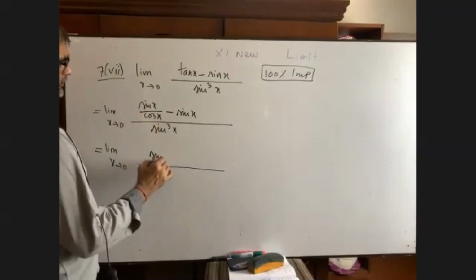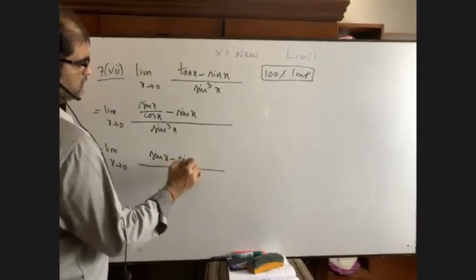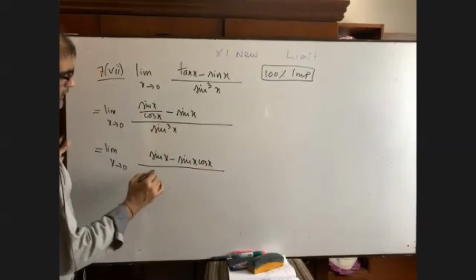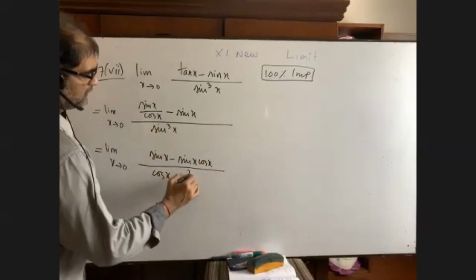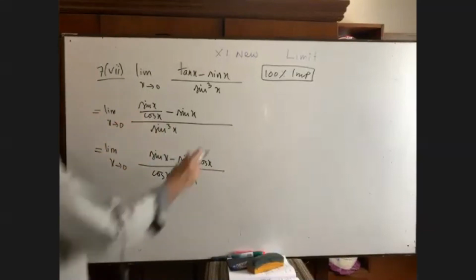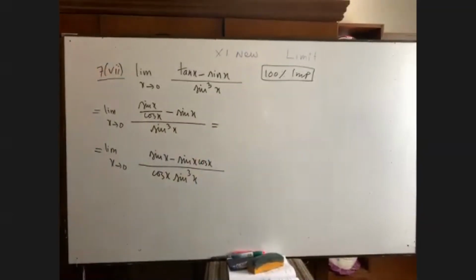Sin x minus sin x cos x, by cos x sin cube x. You will tell, sir, we have not got it, right? I have taken the LCM cos x, and that cos x has been taken to the denominator. Have you got it, or I will show it?